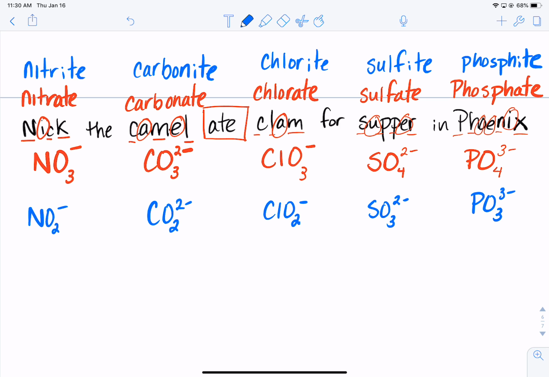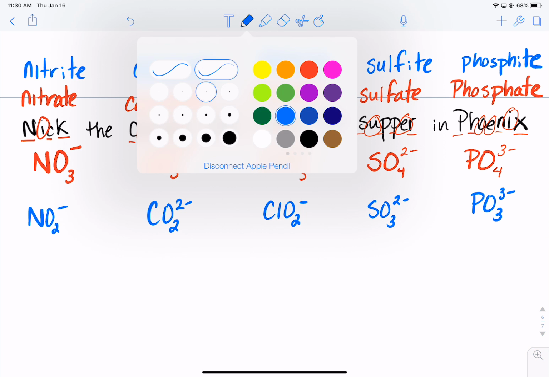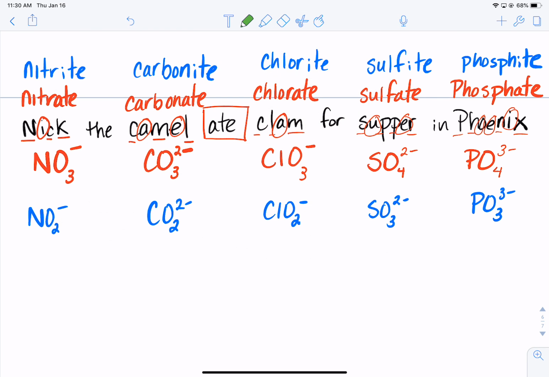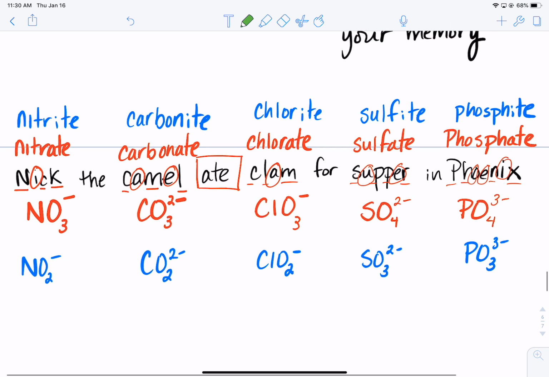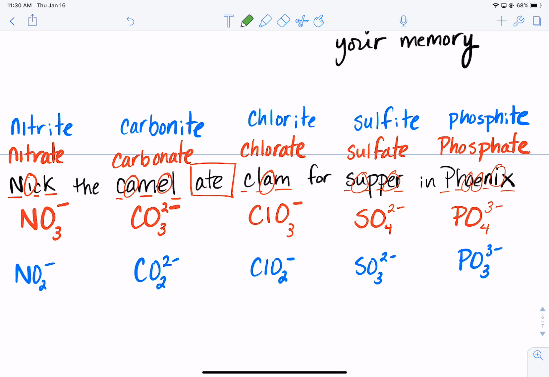So if you put a per in front of chlorate, I'm just going to put a per in front of chlorate in a different color. If you're just using pencil, maybe you should write out perchlorate. Guess what? It's just one more oxygen, ClO4 minus, compared to its chlorate partner.